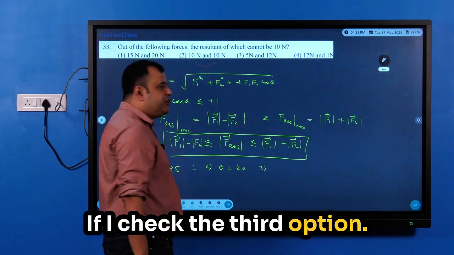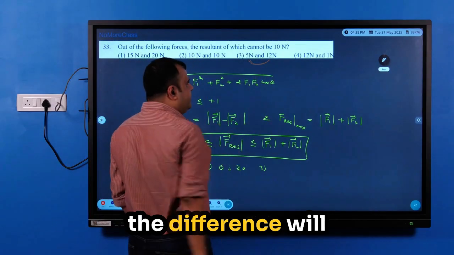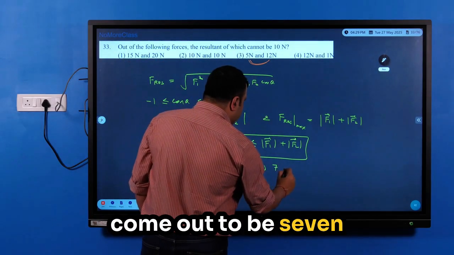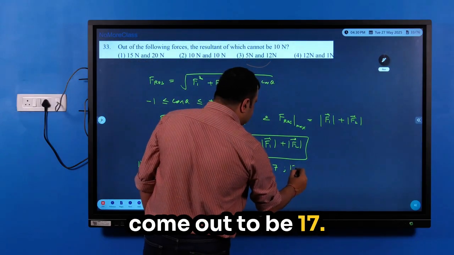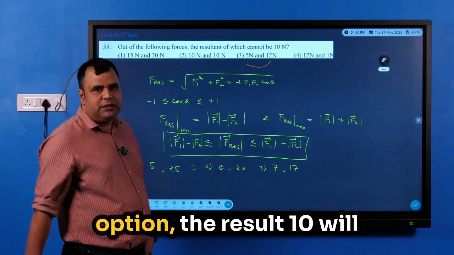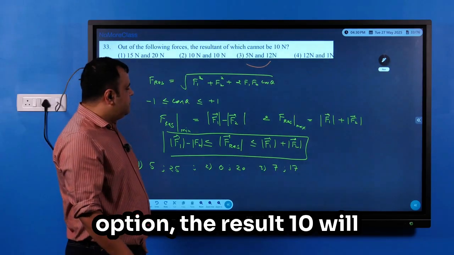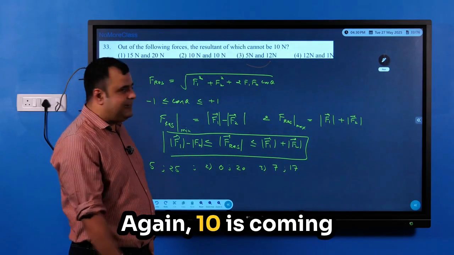If I check the third option, the difference will come out to be 7 and the addition will come out to be 17. So according to the third option, the resultant will vary from 7 to 17. Again, 10 is in between.